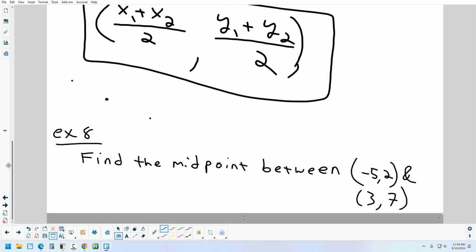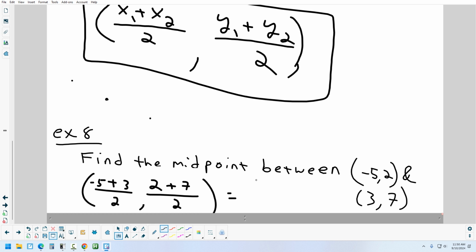All right, so let's fill this in. All right, Sadie, what is x1 in this case? -5. Sure. And x2? 3. Okay, we'll do that out in a second. Alex, what's y1? 2. Yep. And y2? 7. Okay. So when you're doing the midpoint, you usually don't have to deal with square roots, but you do have to simplify as much as you can.